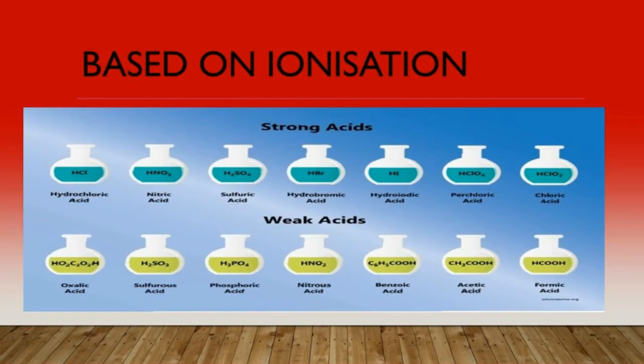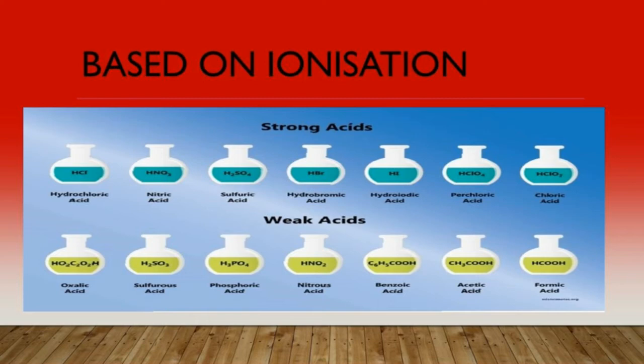Acids based on ionization. In this, we are going to see which is a strong acid and which is a weak acid. Acid will ionize in water, which will produce H plus ions, that is hydrogen ions. It will be partially mixed with water or completely mixed with water. Partially means only half will mix with water. Completely means it is fully mixed with water.